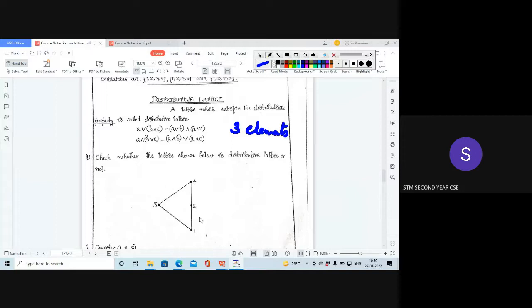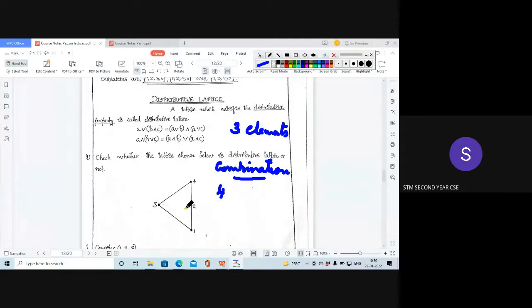So how many possible combinations of three elements will be there from this lattice? How will you find out the combination of three elements from four? Total there are four elements in the lattice, one, two, three, and four, out of which I'm going to take three at a time. So what are the different combinations?